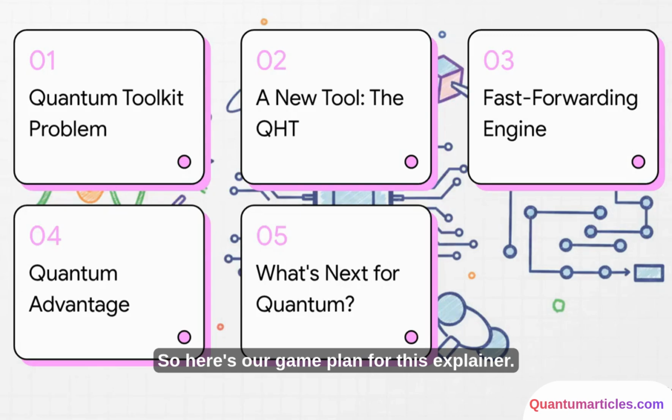So here's our game plan for this explainer. First, we're going to dig into why quantum computing has this toolkit problem. Then we'll meet the new tool that might just solve it, the QHT. We'll peek under the hood at the really clever engine that makes it all work, see what it can actually do, and then we'll look ahead at what this all means for the future of quantum.